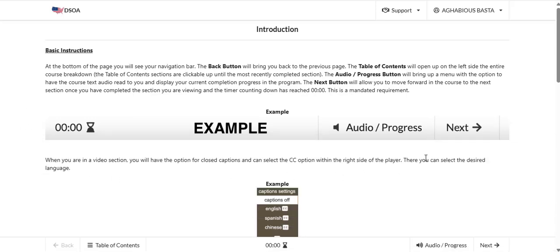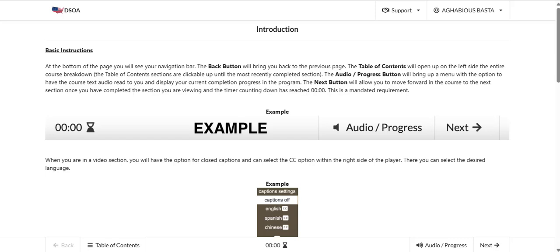Basic instructions. At the bottom of the page you will see your navigation bar. The back button will bring you back to the previous page. The table of contents will open up on the left side. The entire course breakdown. The table of contents sections are clickable up until the most recently completed section. The audio progress button will bring up a menu with the option to have the course text audio read to you and display your current completion progress in the program.